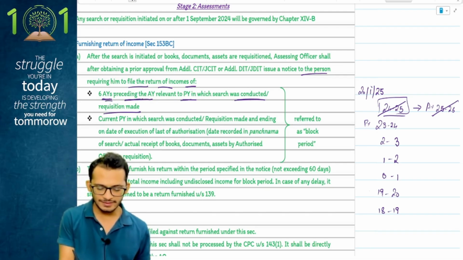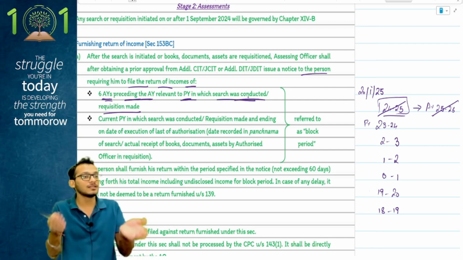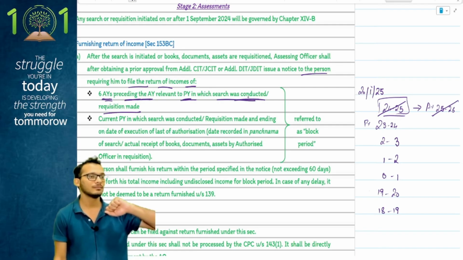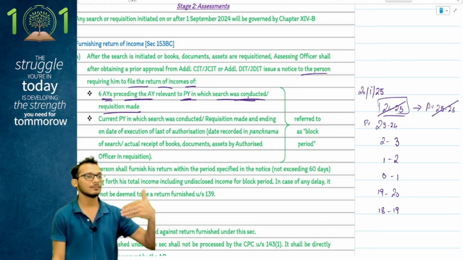Six AY preceding the AY relevant to the PY in which search was concluded. Preceding the PY in which the search was concluded. When was the search concluded? 24-25. 24-25 का assessment year. उसके 6 years preceding.